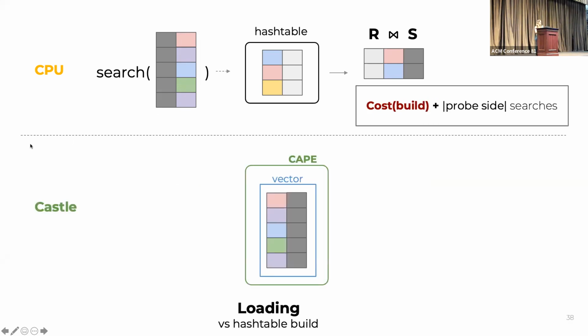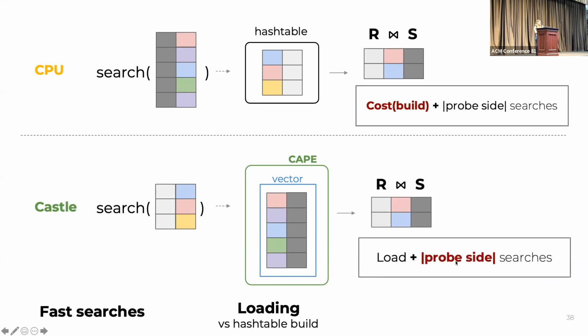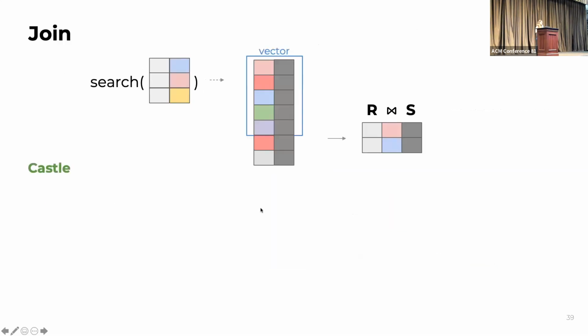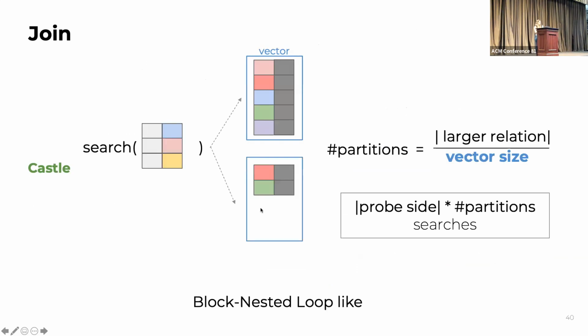In CAPE, since we have this search primitive at the core of the hardware, we just load one of the tables into CAPE, and then we search from the other table into CAPE. So the cost for CAPE is dominated by the number of searches. As you might already be imagining, we are swapping the build side and the probing side in this join because of the unique features of the associative processor. And of course, most of the time tables don't fit in CAPE. So we break these tables into chunks, and then we repeat these searches for each of the chunks.